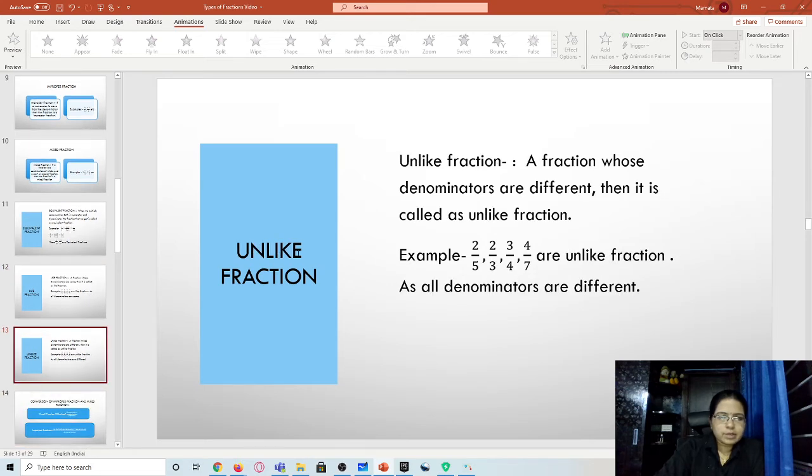Now unlike fraction. What is unlike fraction? If a set of fractions have different, that is unequal, denominators, then the fractions are said to be unlike fractions. For example, 2 divided by 5, 2 divided by 3, 3 divided by 4, 4 divided by 7. All are unlike fractions as all have unequal denominators, that is, all have different denominators.